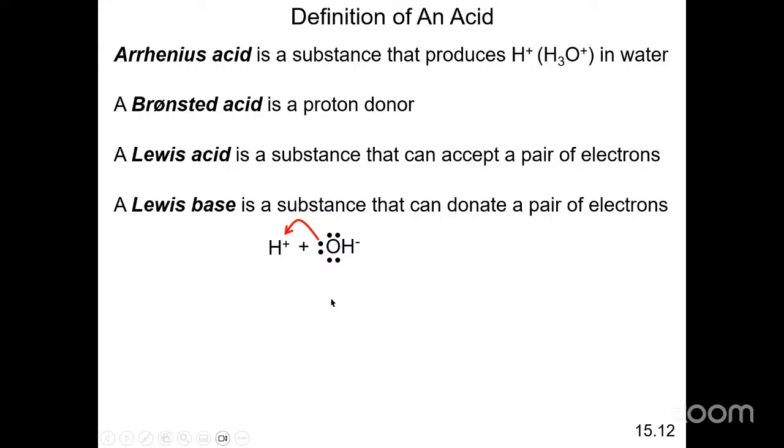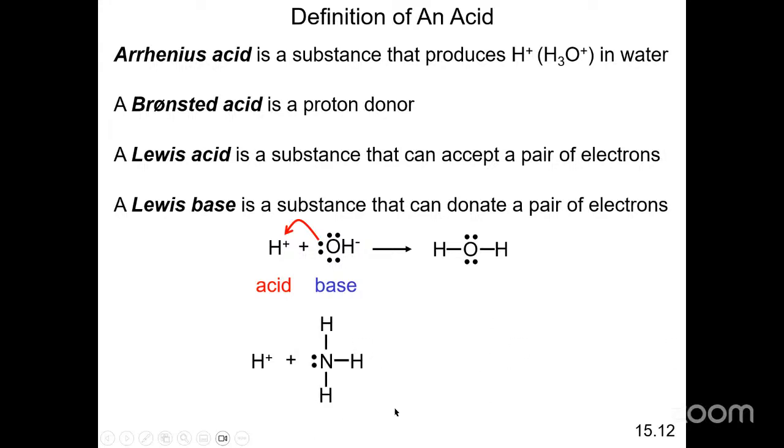This forms water. According to the Lewis definition, the hydrogen ion will be the acid because it accepts a pair of electrons, and a base is, according to Lewis, a substance which donates a pair of electrons, so the hydroxide ion would be the base. So that's basically the definition of an acid and a base according to Lewis.